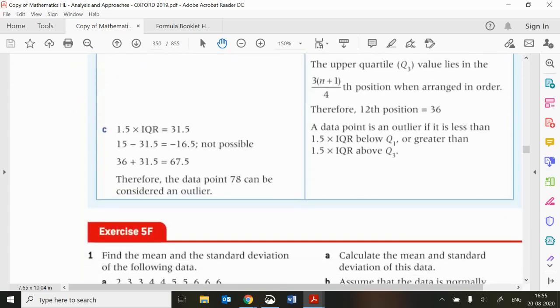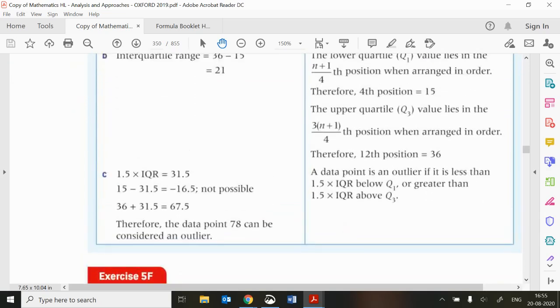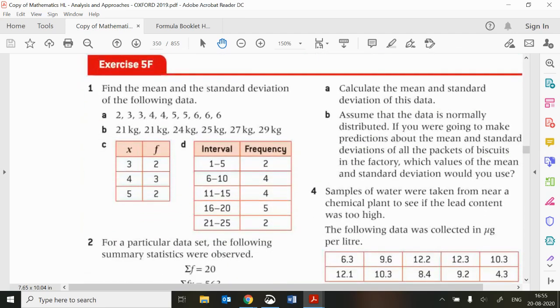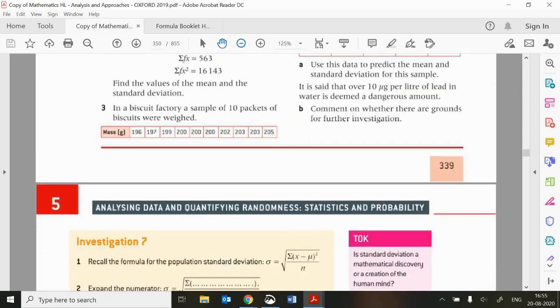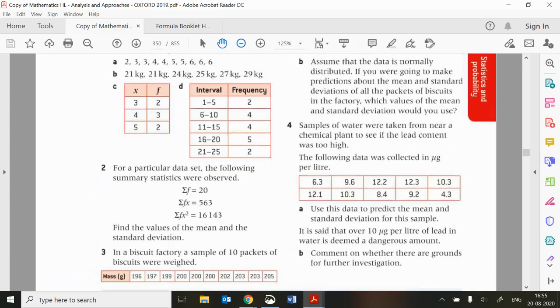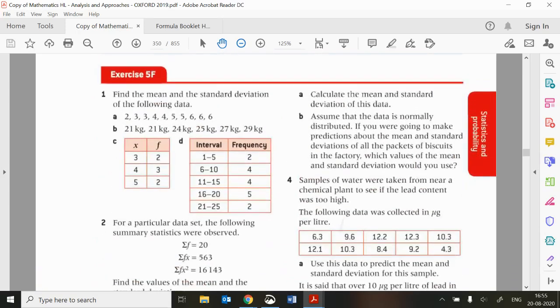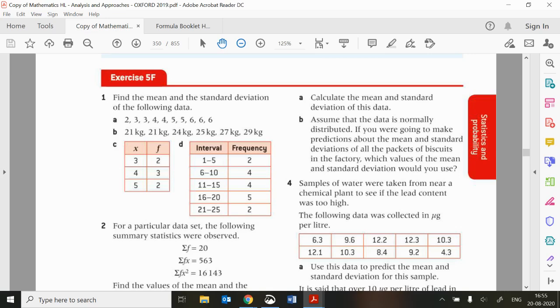There we go, you can see these questions. You can have a go at those questions as well, but they're basically everything I've talked about. In exercise 5F, there are only 4 questions, but it's really important that you get some practice with having a go at the standard deviation through the 2 formulas and also on your calculator.